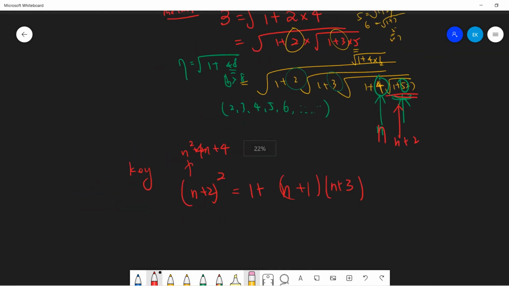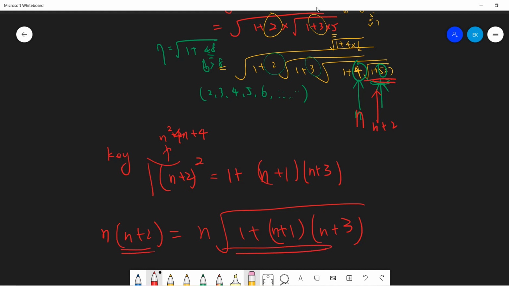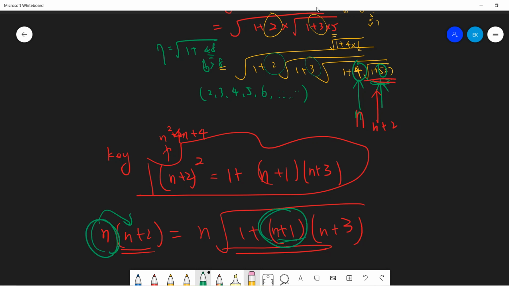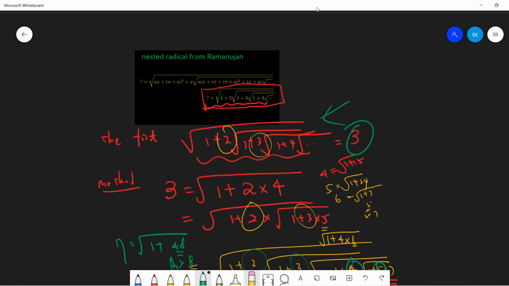So this tells you that anytime you see n times n plus 2, you can always write it as n times the square root of 1 plus (n plus 1)(n plus 3), right? Then you keep going. Anytime this is n and n plus 2, the next one must be n plus 1. So you always get from n to n plus 1. From this observation, we know that it must be linear. So this is the rigorous proof of this famous result, which is 3.